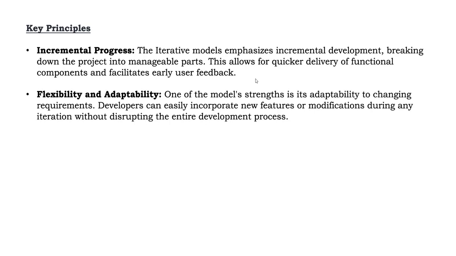Flexibility and adaptability. One of the model's strengths is its adaptability to changing requirements. Developers can easily incorporate new features or modifications during any iteration without disrupting the entire development process. So basically, it handles changing requirements and helps developers incorporate new changes or modifications. That is what we spoke about in the previous point also. The same thing here: it provides flexibility and is very adaptable if there are any changes in the requirement.